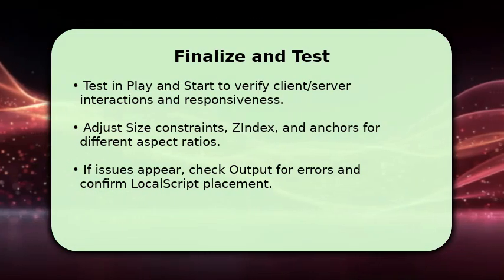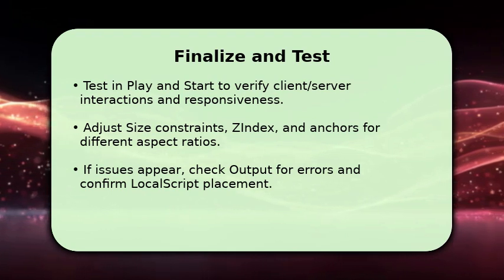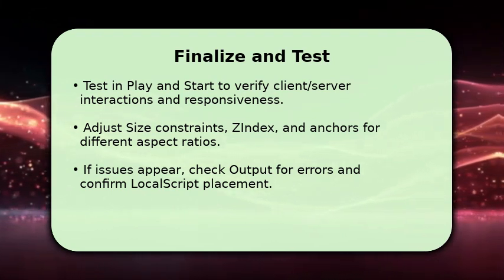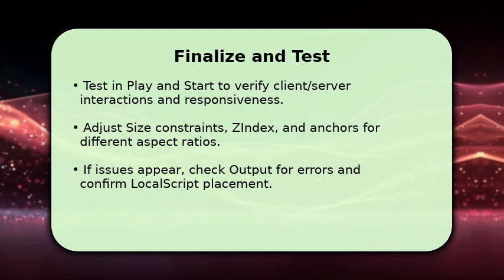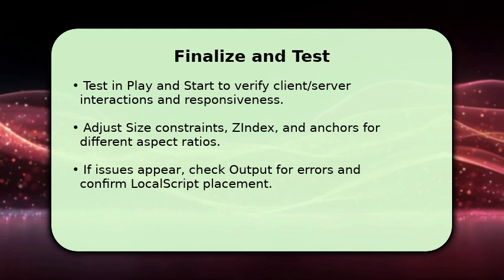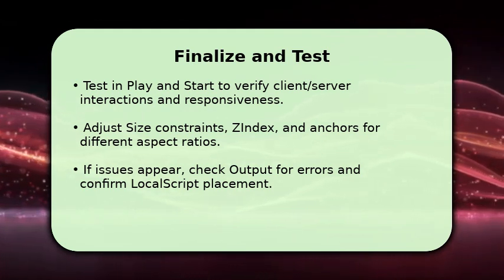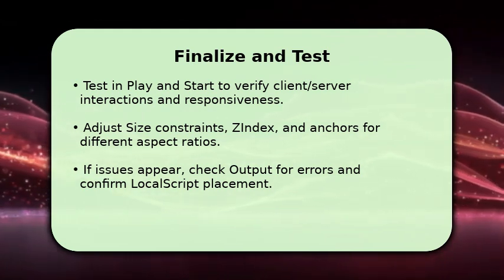Finally, finish by thoroughly testing and polishing so the menu feels reliable. Run Play and start sessions to confirm client-side toggles and any remote events reach the server. Adjust anchors, size constraints, and ZIndex so the menu adapts across aspect ratios. Use UIAspectRatioConstraint if needed.